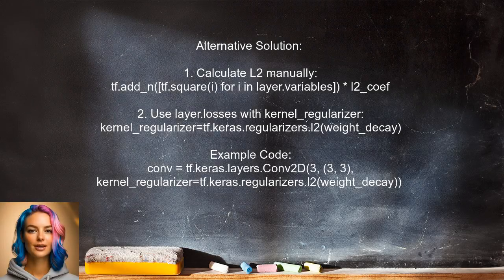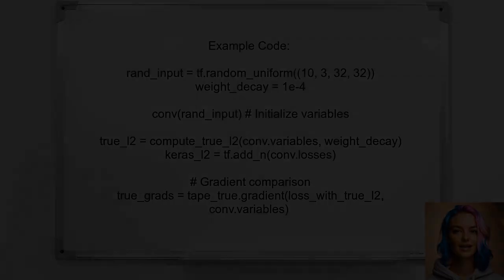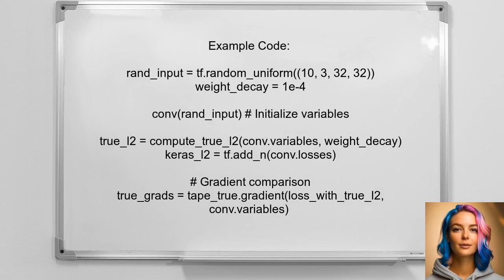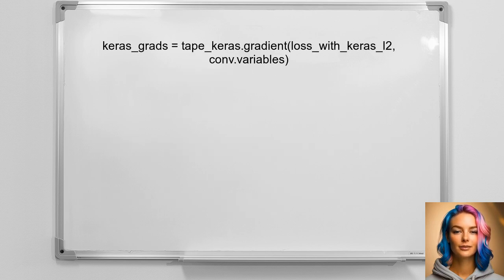In eager execution, there are two effective methods to add L2 regularization when using TF.layers. First, you can calculate it manually by summing the squares of the layer's variables and multiplying by the L2 coefficient. Second, you can utilize the layer's built-in losses by specifying a kernel regularizer when creating the layer. The user also provides a code example demonstrating how to implement this in practice, including initializing the layer and comparing the true L2 calculation with the Keras L2 losses.